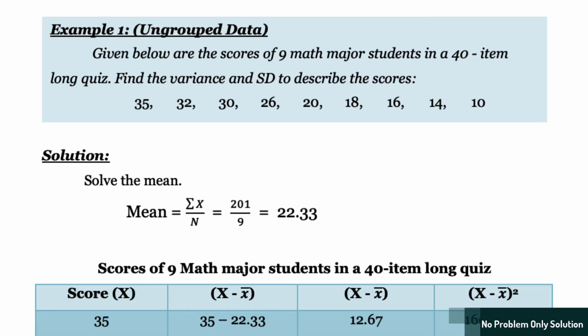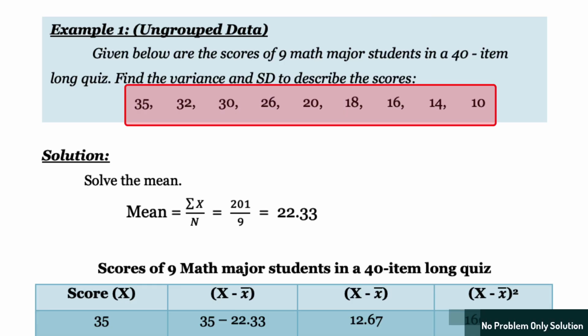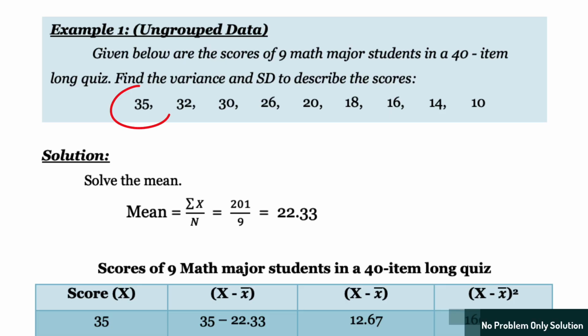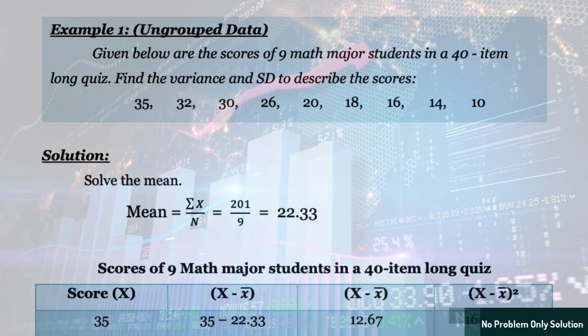So here they are, our first set of clues. We've got the scores from 9 different students on a 40-item quiz. And just by glancing at them, you can tell they're pretty spread out, right? We've got a high of 35 all the way down to a 10. Our mission, should we choose to accept it, is to put an exact number on that spread.